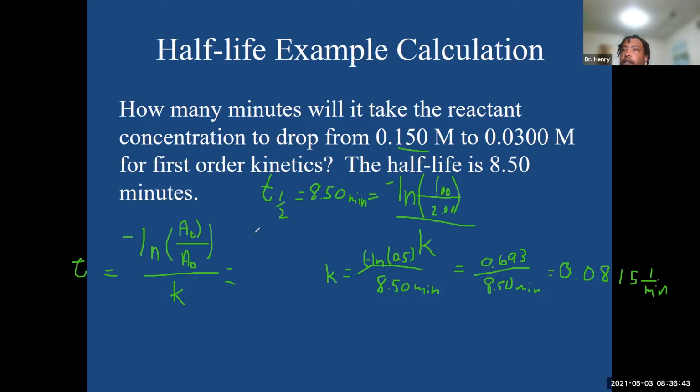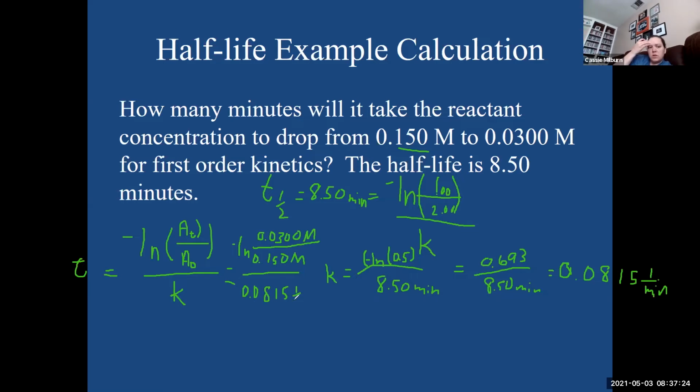So we'll have 0.0300 molar divided by 0.150 molar, ln negative, divided by our value for K, which is 0.0815.